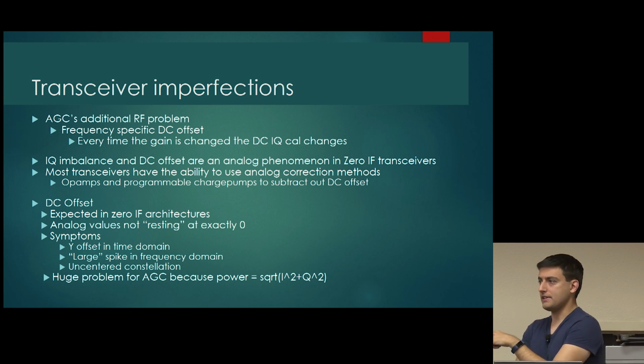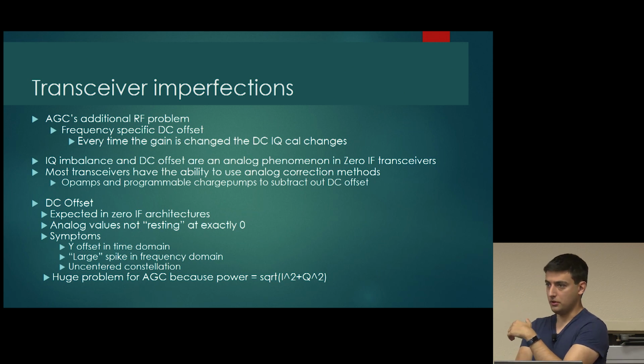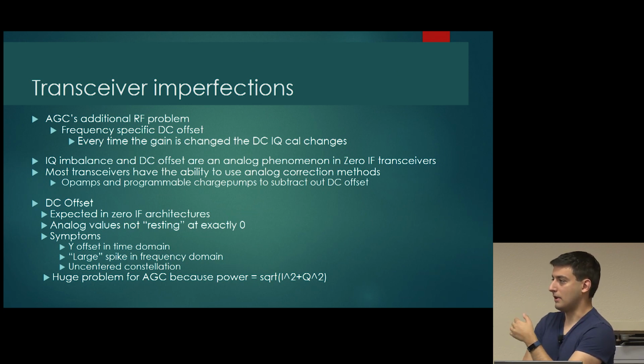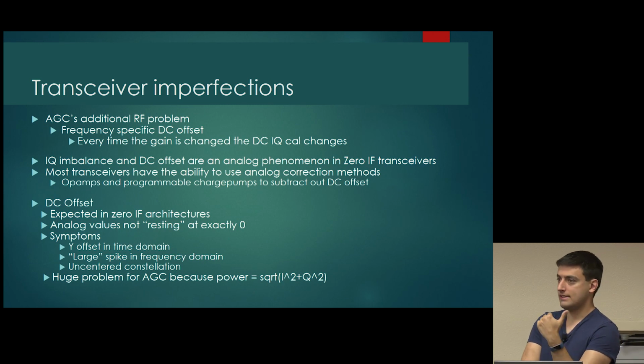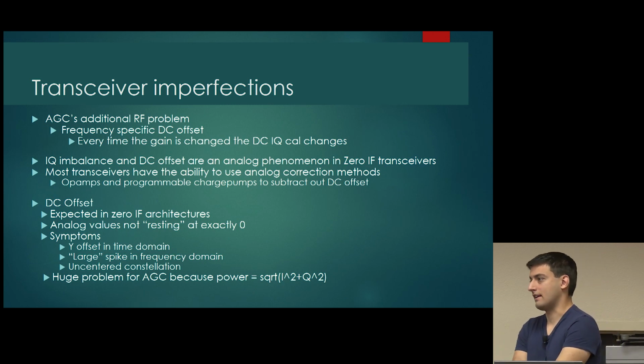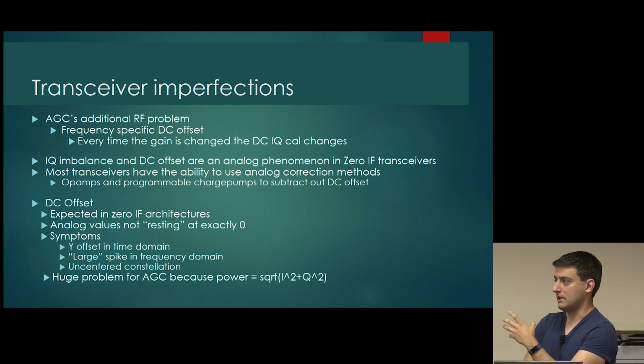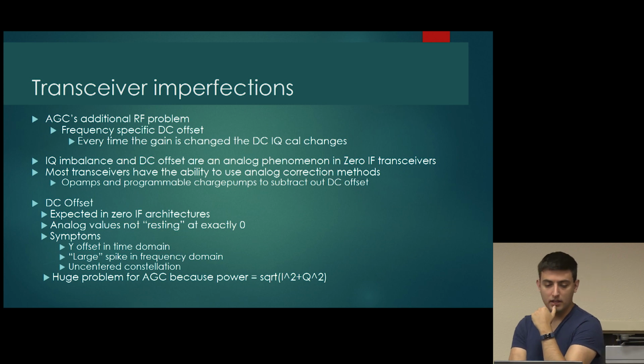Another issue is the DC offset. When you calculate the power of the incoming signal, you basically square I and you add it to the square of Q. So if you have a DC offset, that DC offset might trick the AGC into believing that there's another hot signal coming in, so that it should go from a high gain setting to the mid gain setting to the lowest gain setting, despite the fact that there may not be something that requires it to go to the low gain setting, because of this phantom DC offset that pops up.